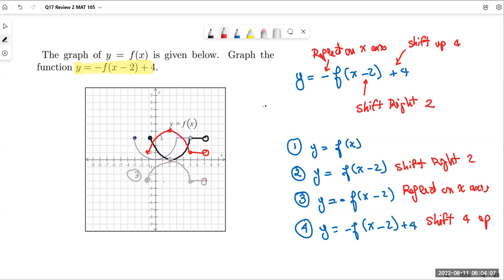So if I take everything away, your final answer should be this. You take the black graph away, you take the gray one away, so you're going to end up only with the red. All right, and this should be your answer, and that's all.